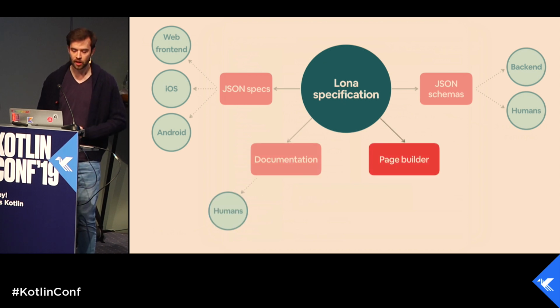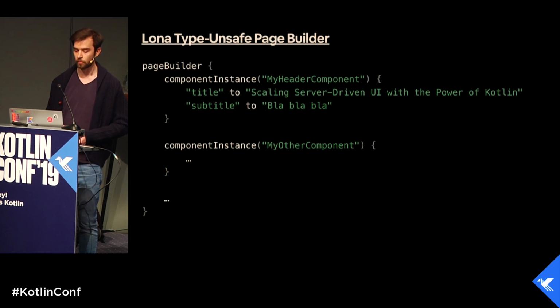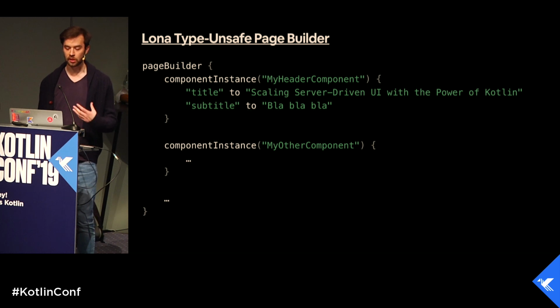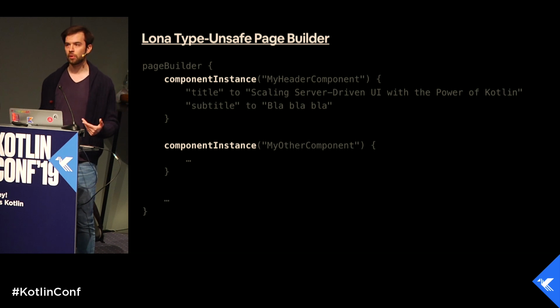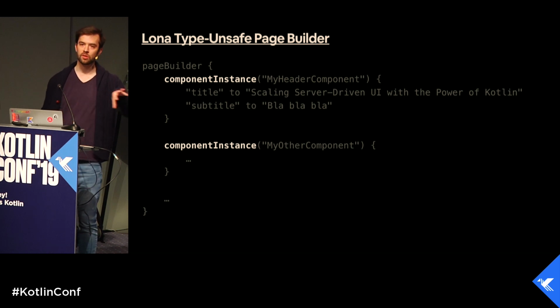And so at this point, validating a Lona page is much easier than creating one. And so we created a page builder specifically for Java or Kotlin services. And right now it looks something like this. It's its own DSL. Here, instead of calling a component function to add components to our spec, we're calling component instance to create instances of components which have to already exist in the spec.